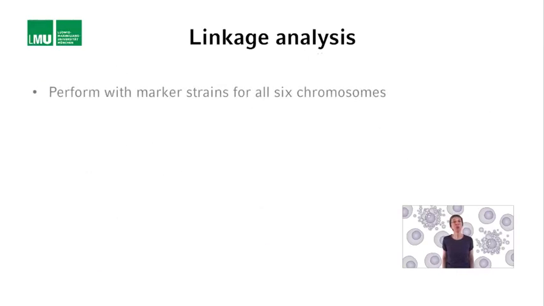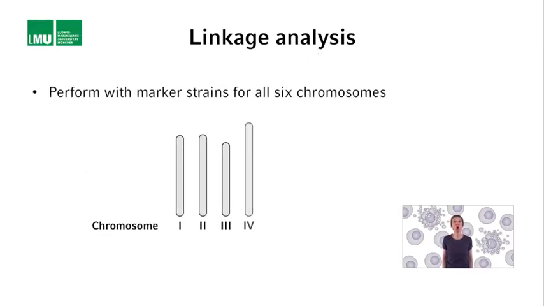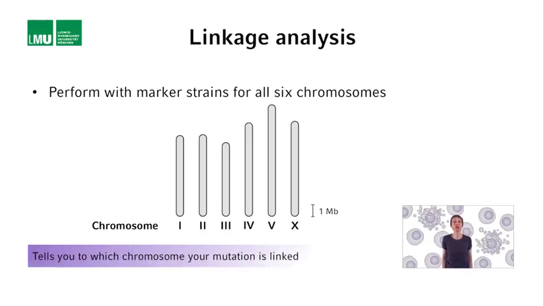This analysis you perform with marker strains for all 6 chromosomes, or at least for 5 of them, because you can do other analyses to determine whether your mutation is on the sex chromosome, the X chromosome. Together, these analyses should result in the identification of one chromosome to which your mutation is linked.